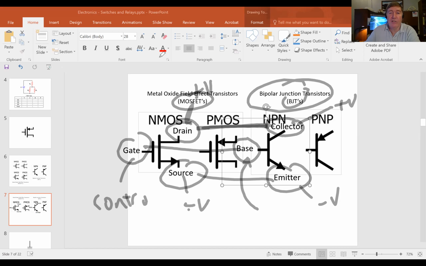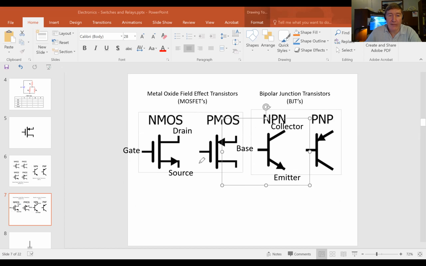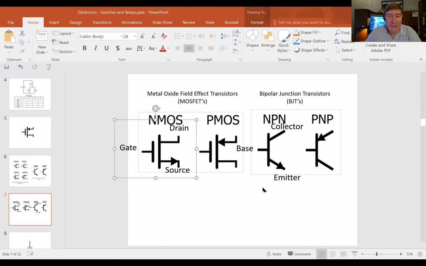That's just the way they chose to do it. And I understand it's kind of confusing, but that's the way they did it. So please memorize that. I'm going to pause here for just a second while you write this down. I want you to make note of the fact that if it's a MOSFET, the three terminals are called the gate, the drain, and the source. If it's a BJT, the three terminals are called the base, the collector, and the emitter.